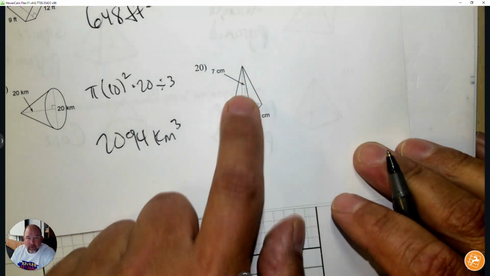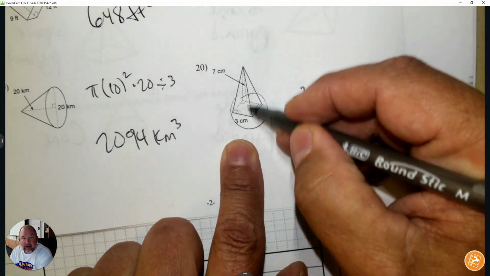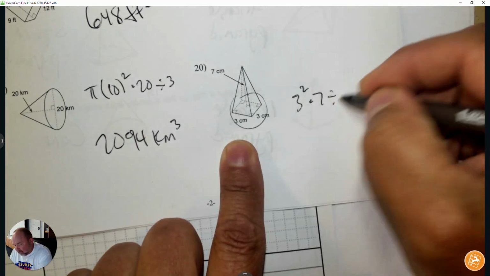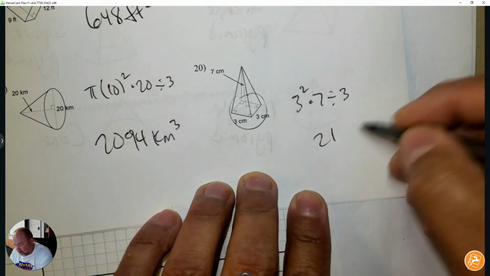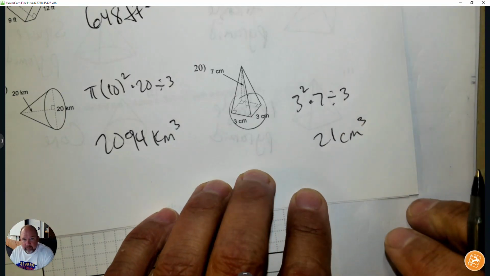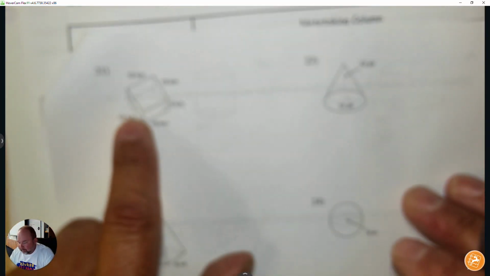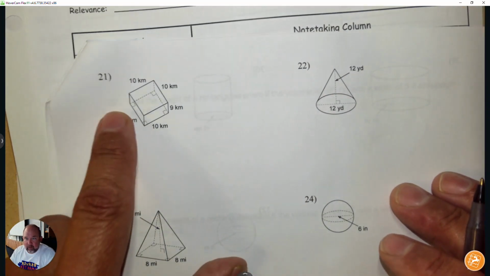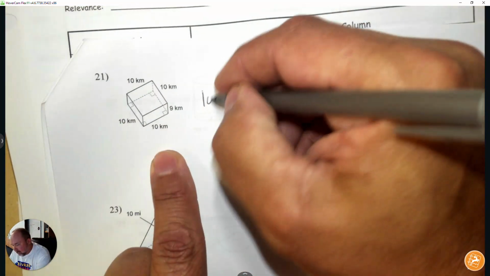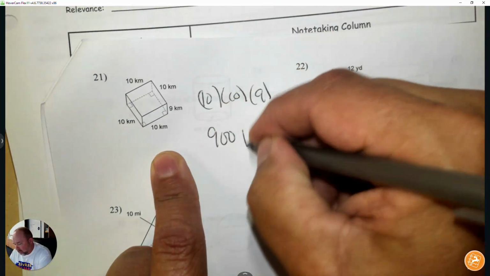Sorry. Here we go. Pyramid. Area of the bottom, so that's 3 squared, times the height of it, which is 7, and then divide by 3. And there's the volume. More to do with volume. Again, it's a box or rectangle prism. So all the dimensions together. So 10 times 10 times 9. And then multiply it together, and then you have your answer.